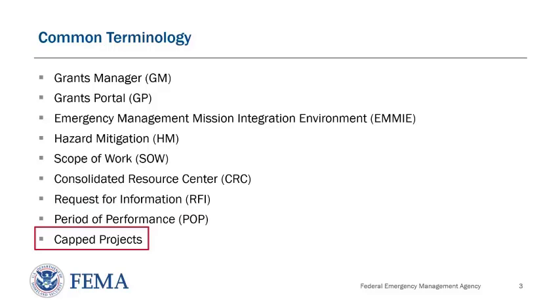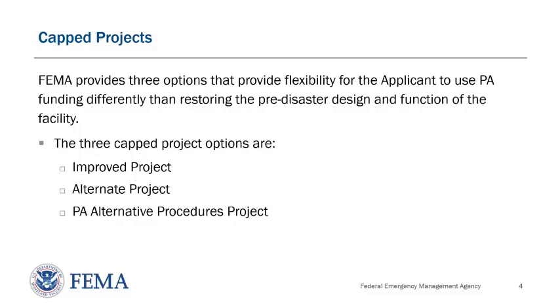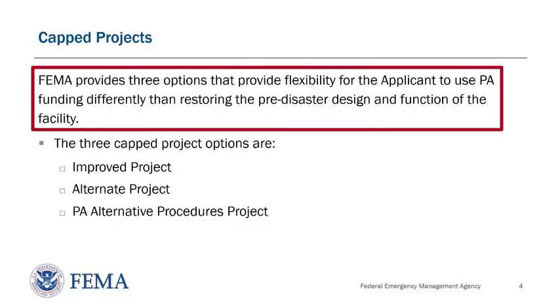And finally, we have capped projects. FEMA provides 3 options that provide flexibility for the applicant to use public assistance funding differently than restoring the pre-disaster design and function of the facility. A little more information on capped projects. Capped projects may involve significant changes to the pre-disaster configuration of a facility, for example, the location, the footprint, or even the size. FEMA conducts EHP compliance reviews on the actual proposed scope of work to be performed prior to approving the project.